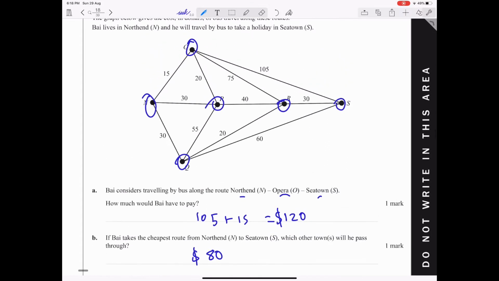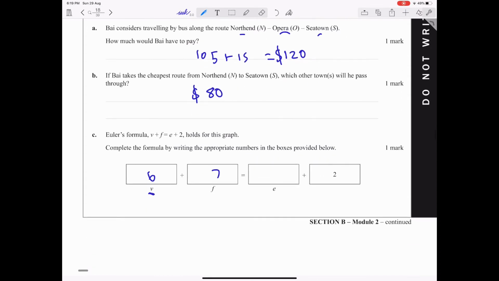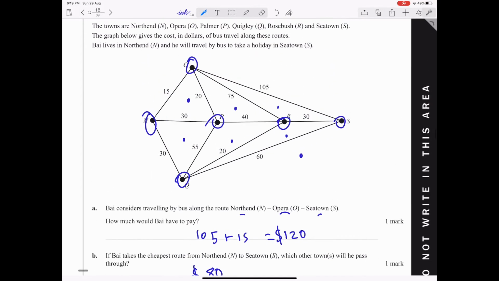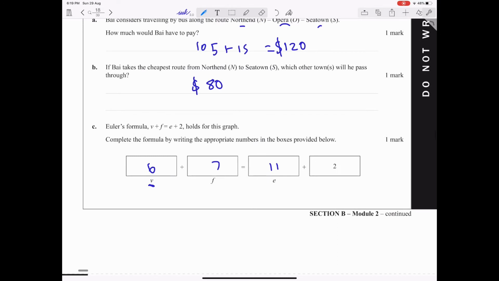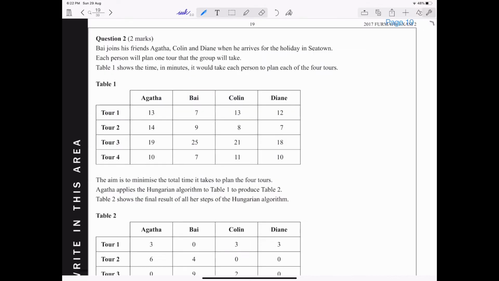Faces. Count the number of faces. 1, 2, 3, 4, 5, 6. And you always got to remember there's one face on the outside. So 7. And now you got to count the number of edges. 1, 2, 3, 4, 5, 6, 7, 8, 9, 10, 11. 11. Now you can check if this is true. 7 plus 6 is 13. 11 plus 2 is 13. Therefore, you know your answers are right.